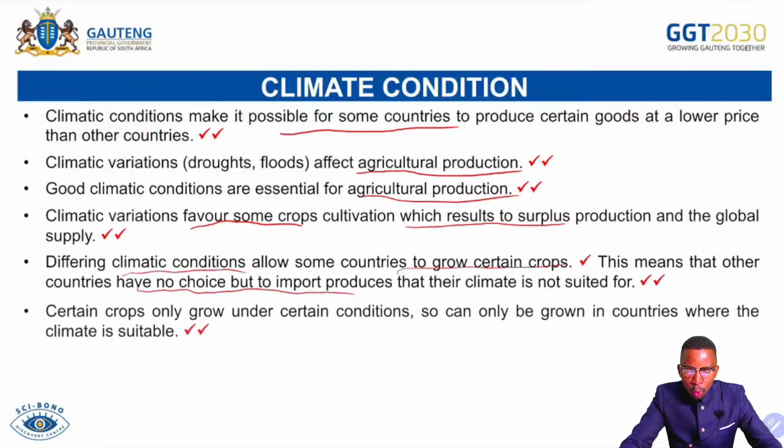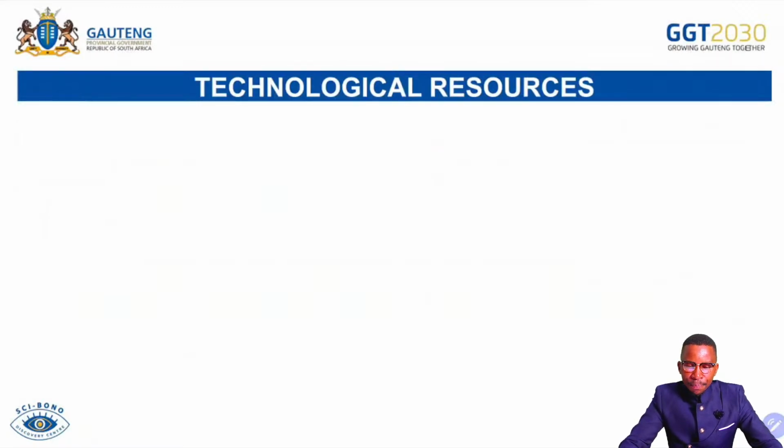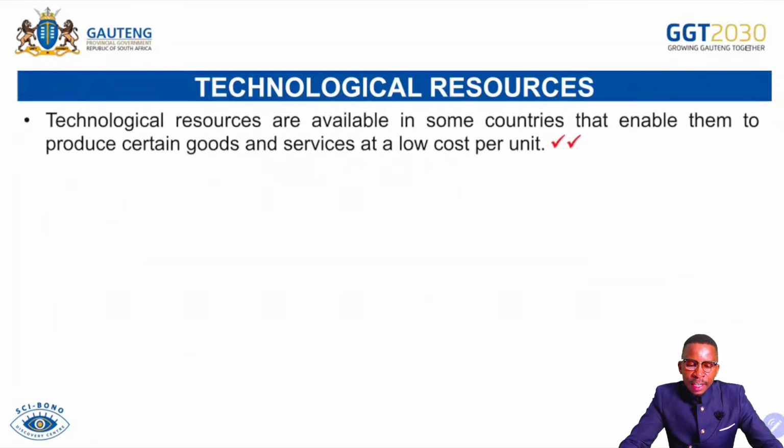Certain crops only grow under certain conditions, so they can only be grown in countries where the climate condition is suitable. Where it's not suitable, there is no way the crop can grow. So if that country is in need of that particular crop, it should be supplied because it has an excess demand.